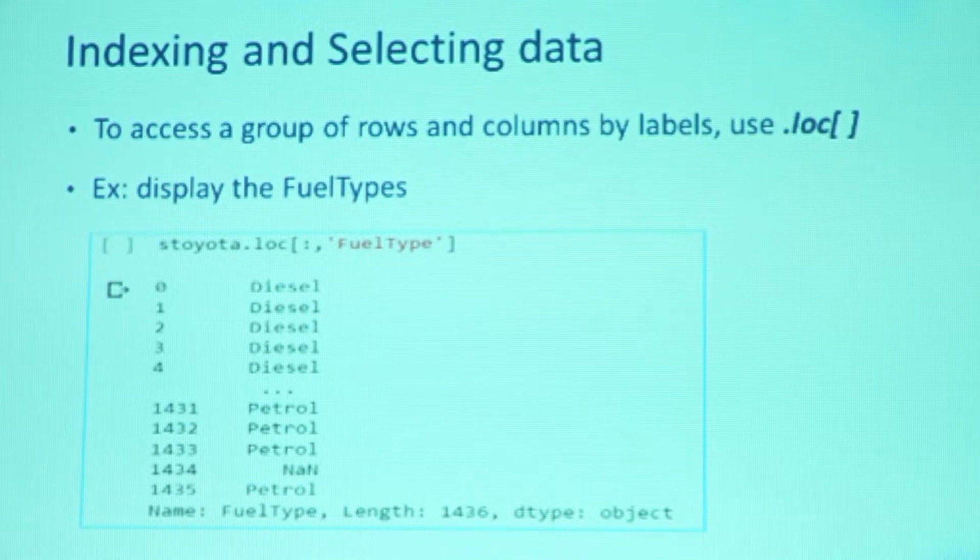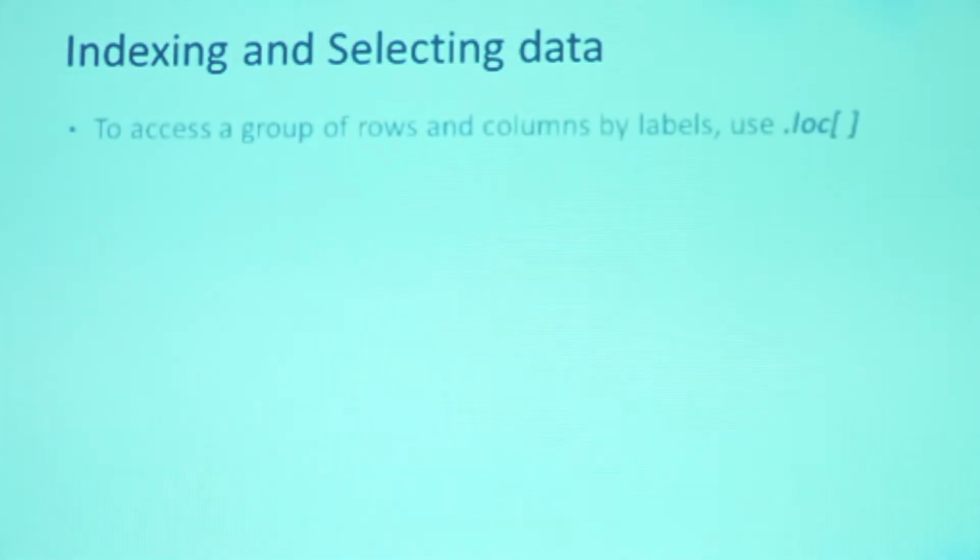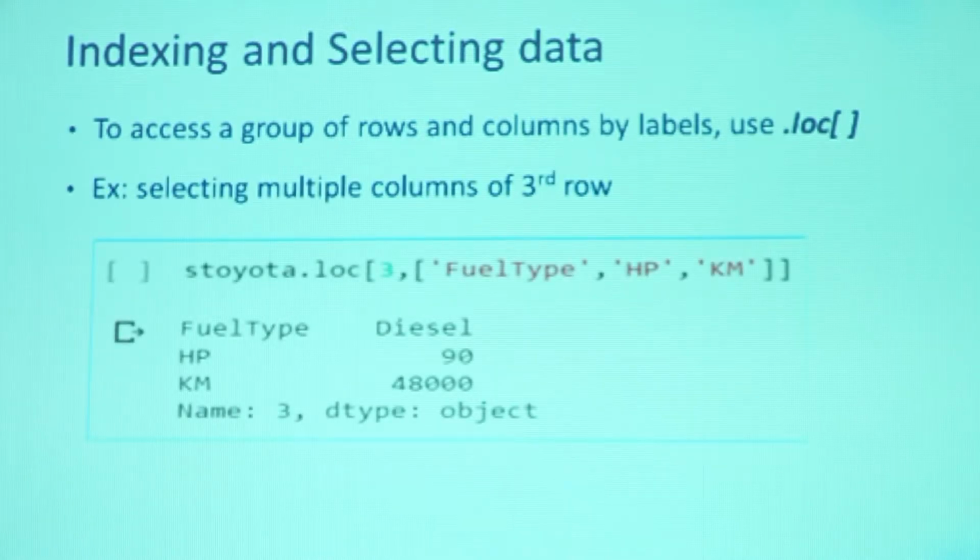Do the iloc thing on your own. Go for kilometer, all the values of kilometer. So what would you give? Toyota dot iloc, all the rows, colon, comma, 2, right? Now that was one way.